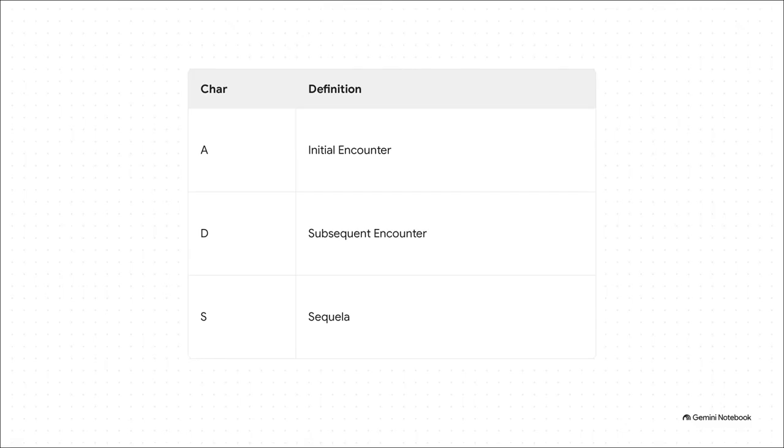But what about the cause of injury code, the very first part of our stack? Well, that code actually does carry over to future visits, and it requires a 7th character extension to track where the patient is in their healing life cycle. A stands for initial encounter, meaning the patient is getting active, aggressive treatment like surgery or an ER evaluation. D is for subsequent encounter, meaning they're now in the routine healing and recovery phase. And S is for sequela, which means a late effect or complication that came directly from the original injury, like, say, a scar from a burn.